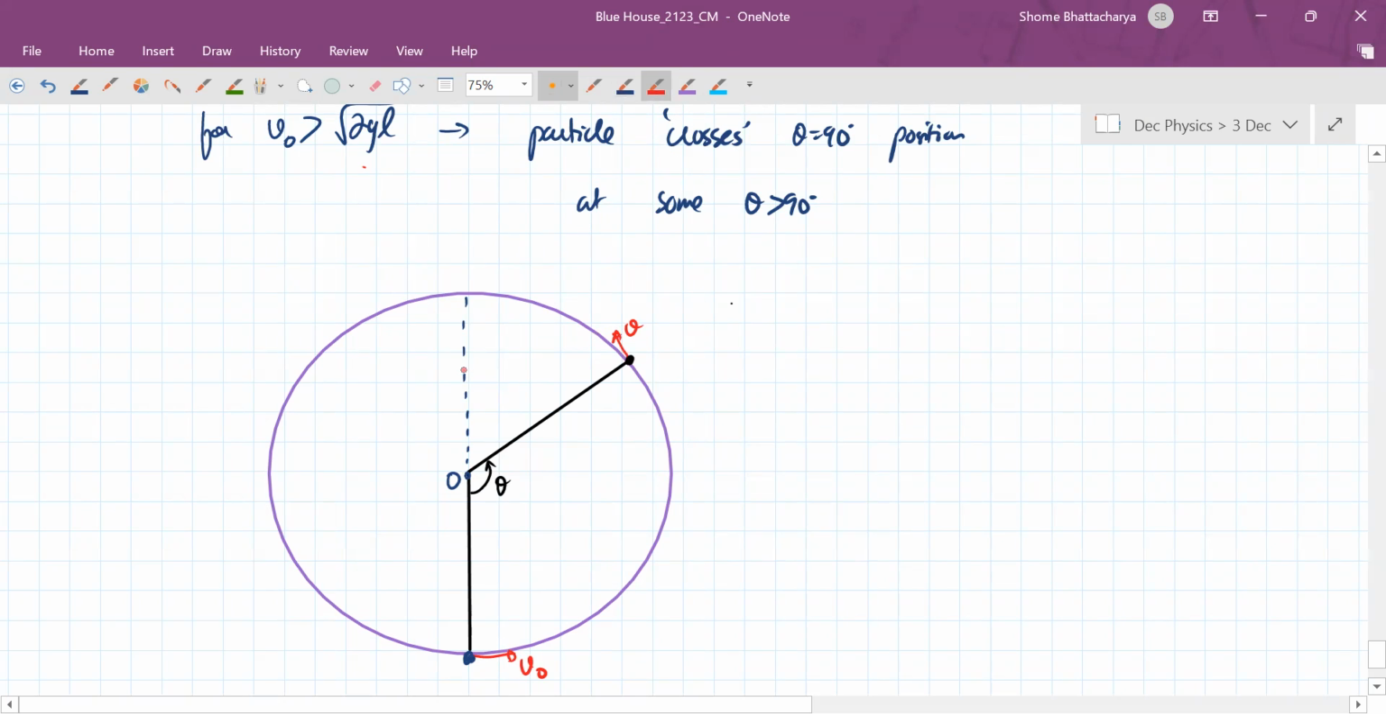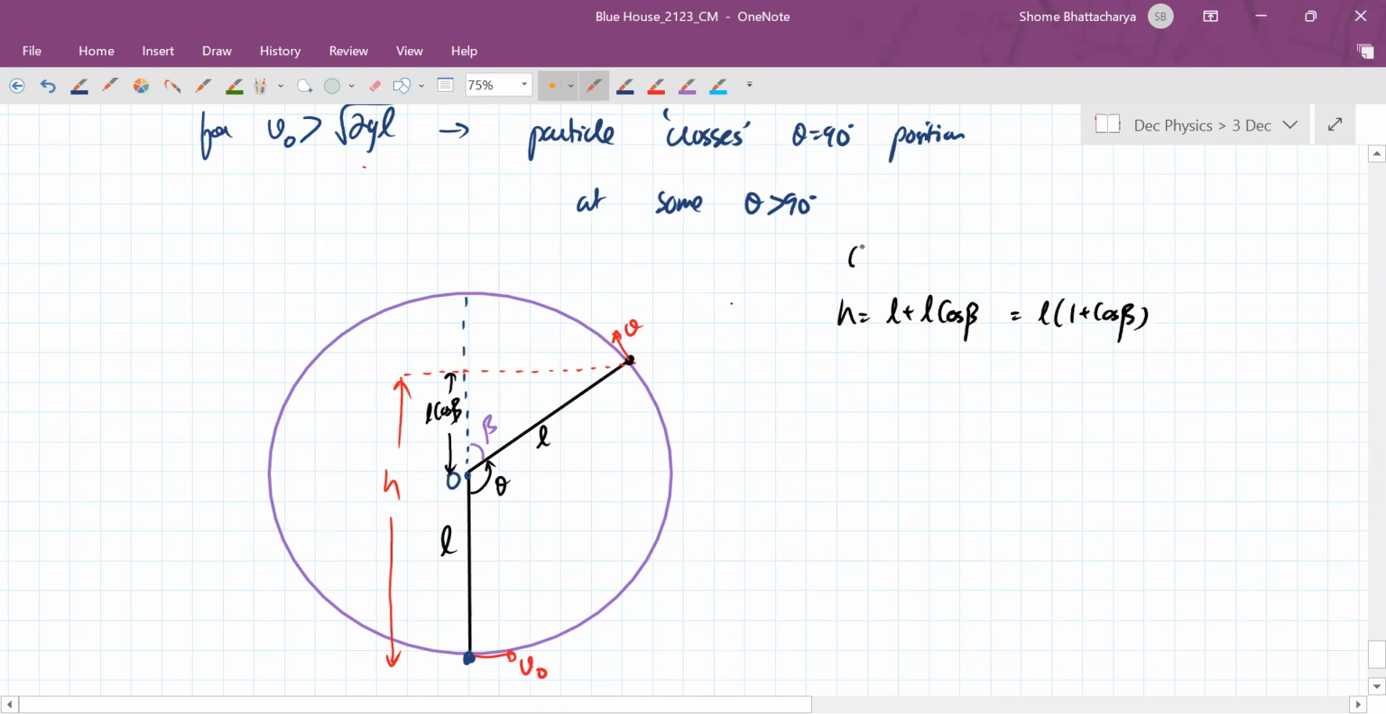So first of all, we can see that the relationship between V and V naught will come from work energy, where this is the total height it has gained. Now, because theta is an obtuse angle, we'll just express it in terms of its complement, which is beta over here. So if the length of the string is L, you can see that this part here is L cos beta. So H is equal to L(1 + cos beta), where theta is equal to 180 minus beta.